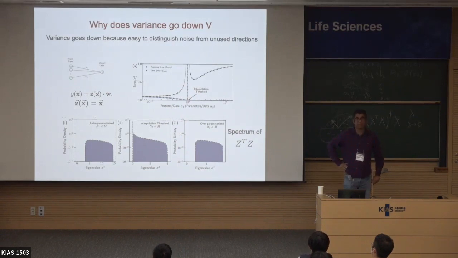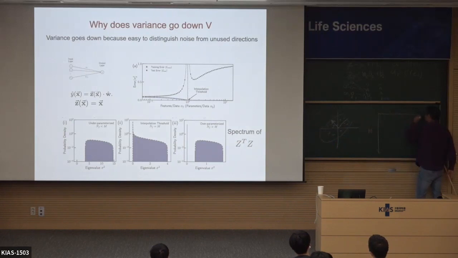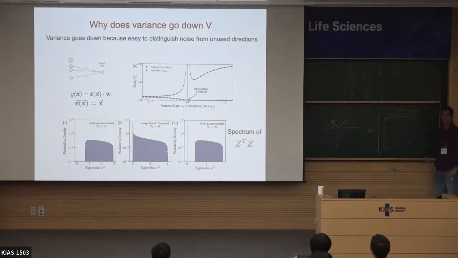Yes, because it's the spectrum of the training data. Because the Z matrix, right, is a matrix. Just think about linear regression. The Z matrix is the training data: the number of training data points by the number of model features. So each row of this matrix is one training data point.